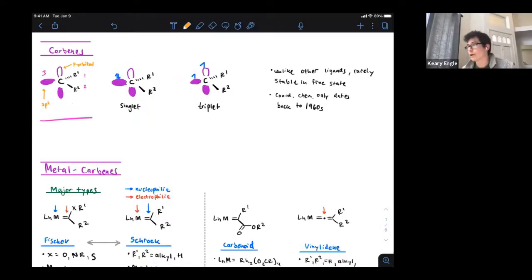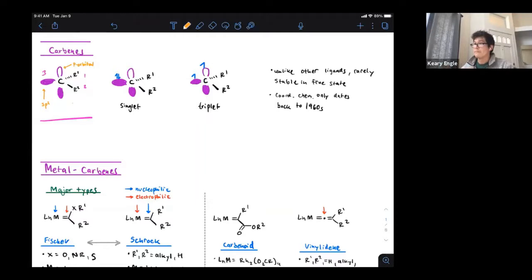And then 2 possible electronic configurations, 2 flavors of carbene: either a singlet, where the sp2 hybridized orbital that's in plane with the R1 and R2 groups is doubly occupied, or a triplet configuration where that orbital is singly occupied, and the p orbital is singly occupied. And one of the twists here compared to the other ligands that we've covered so far is that carbenes, with only very rare exception, are not stable in their free state.